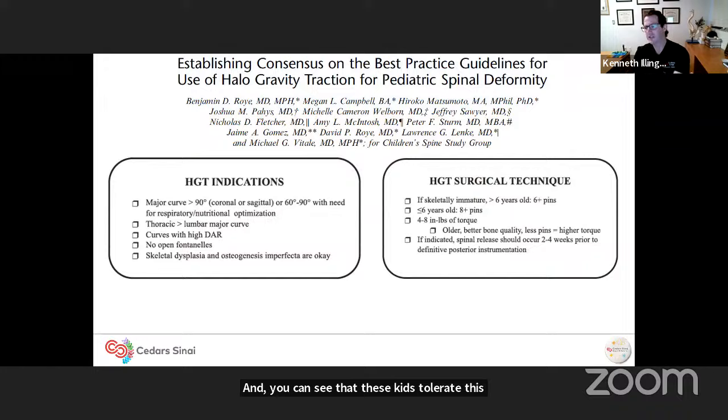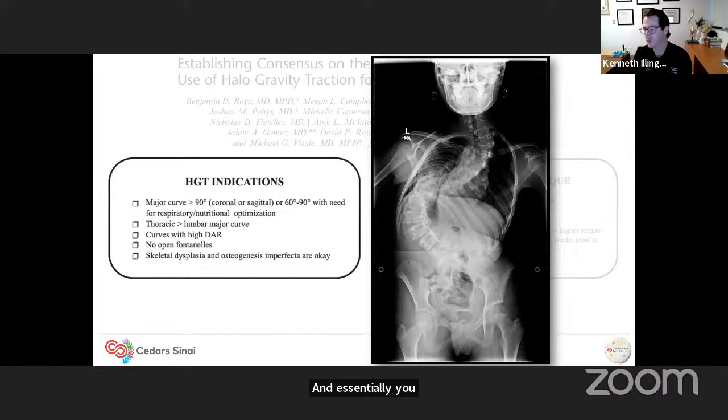A few years ago, a bunch of the thought leaders, at least in the pediatric spine world, came up with this establishing consensus for some guidelines on use of halo gravity traction. And essentially, you want to use it on bigger curves. Curves that are over 90 degrees tends to be the workhorse for this in terms of when we implement it. But we certainly do it on younger kids, depending on medical situations, optimization, and potentially in more moderate size curves of 60 to 90 degrees when we need to do respiratory or nutritional optimization.